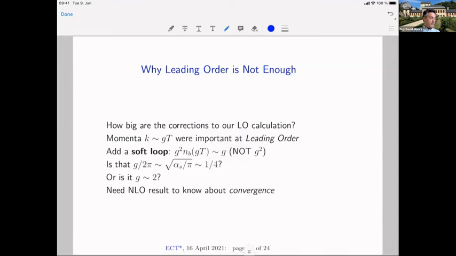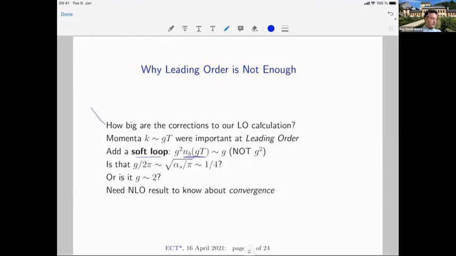Now you could say, well, leading order was really hard. It took us a few years to do it. It took the community, I guess, 10 years to do it. Why isn't that enough? We don't compute so many things beyond leading order in thermal physics. And the answer is that if you want to know whether the leading order calculation is any good, you really have to go to next to leading order. And there's reasons to worry that it won't be good, because as I just described, if I have soft physics, then the addition of a loop because of the stimulation factor is only suppressed by g.